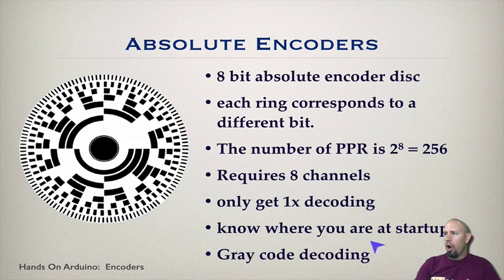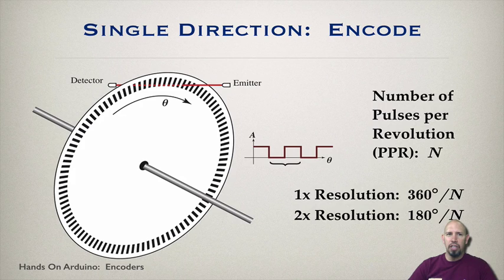So the value of this is you always know where you are. In particular, you know where you are at startup. For some applications, that's really important. For some applications, it really doesn't matter. But some applications, it's really helpful to know exactly where you are at all times, or at least at some point, you know exactly where you are. Gray code decoding is used. That's the most common form of absolute encoder. So that's the absolute encoder. It is very useful for certain applications. But again, you don't get any data compression.